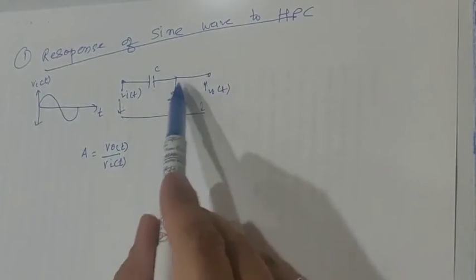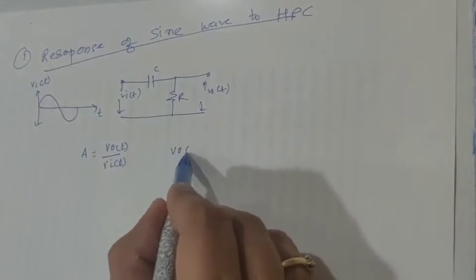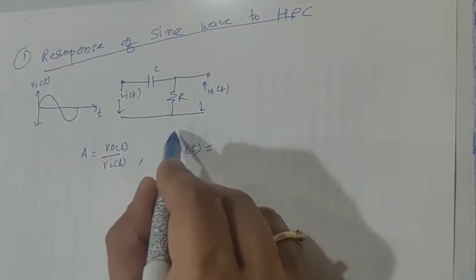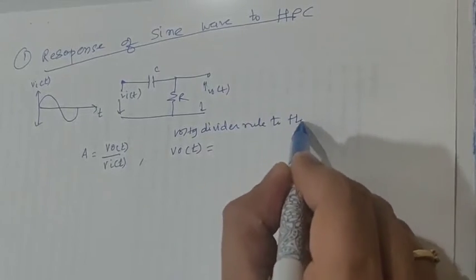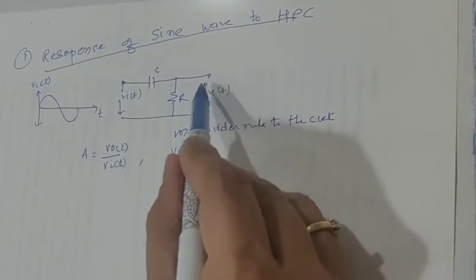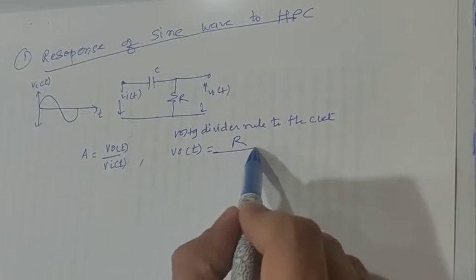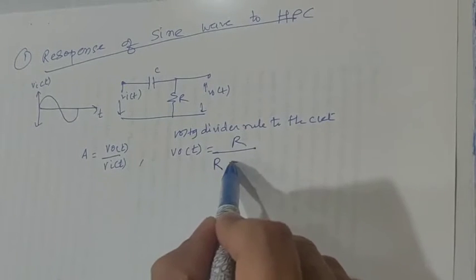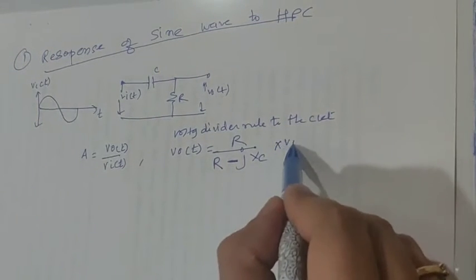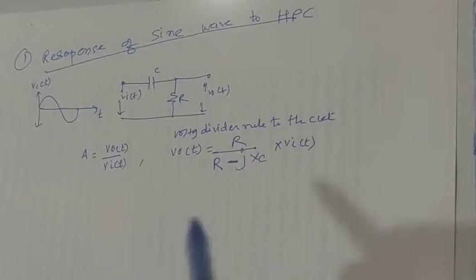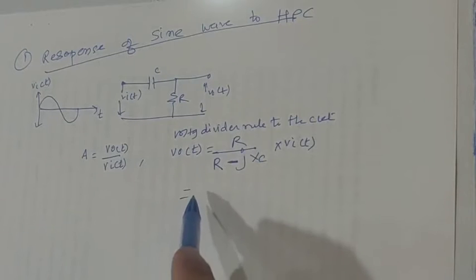Now if I apply the voltage divider rule to this particular circuit, see what will happen. Therefore, applying the voltage divider rule, I can get the V0 of t value, which I need to calculate. It is across R, so it is going to be R upon R minus jXC, multiplied by Vi of t. Why am I writing minus? Because I am taking the jXC value, and since it is an imaginary concept, j is there. Okay, now let us just manipulate it.